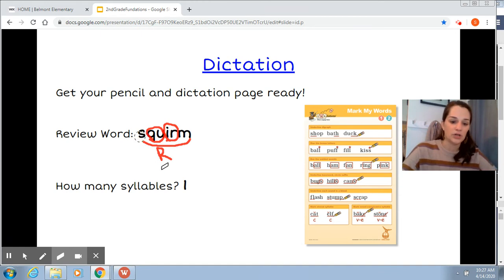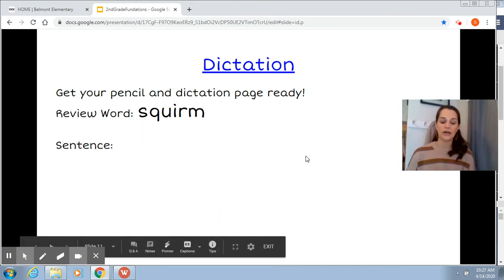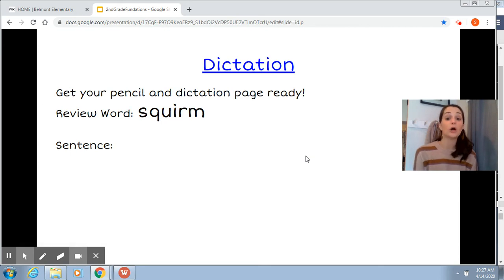Okay, I'm going to go ahead and erase this, and we're going to move into our sentence. So if you could, go ahead and find the next line in your piece of paper, or go all the way down to the bottom of your dictation page where it says sentences. There's room for one sentence. Okay, and the sentence we are going to look at actually has two of our trick words in it.